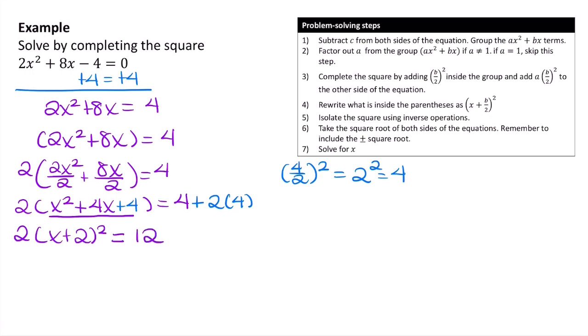Okay, so now I'm going to solve this using square roots. Well, remember, to solve by square roots, we need to first isolate the square term.